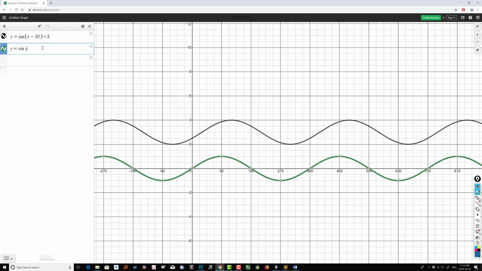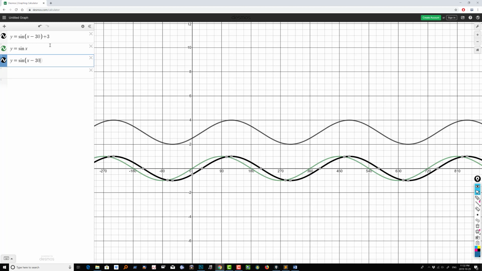Now if you write y equals sine x minus 30, you can see that the x value of the maximum got shifted 30 to the right. 90 plus 30 is 120. Think of opposites. This is exactly the same as transformations that we learned previously. Now the y value of 1 moves up because we're adding 3.